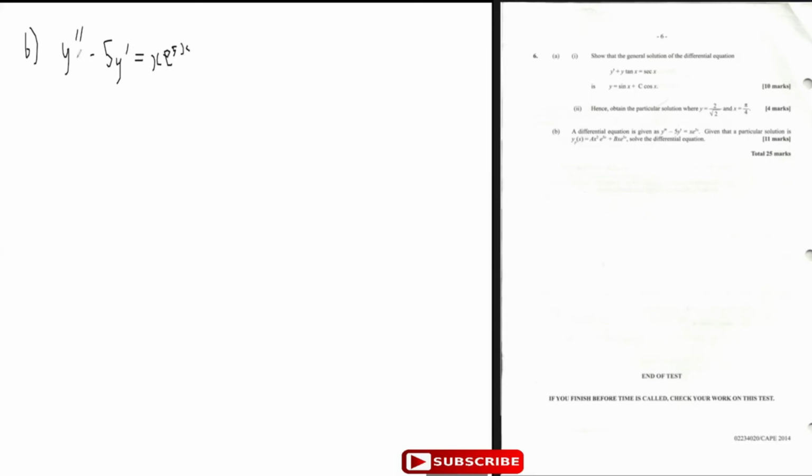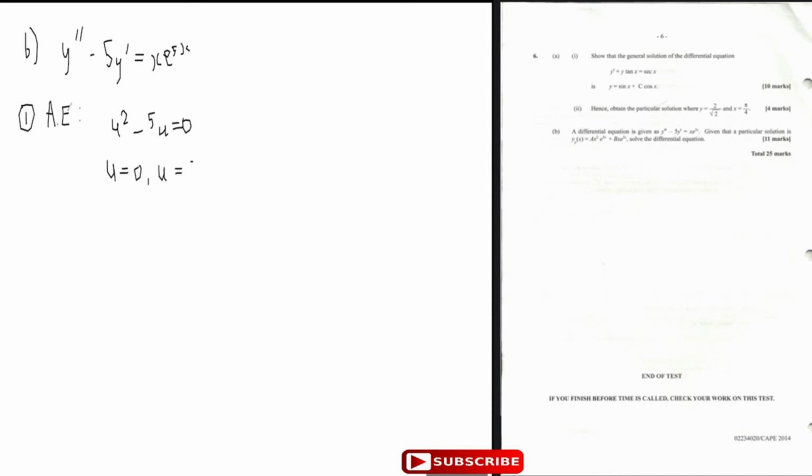In order to solve this differential equation, step one is to solve the auxiliary equation. So step 1, find the roots of the auxiliary equation. The auxiliary equation will be, I like to call it u squared minus 5u, and that is equal to 0. So if we're solving this, this is going to tell us that u is equal to 0 or u is equal to 5.